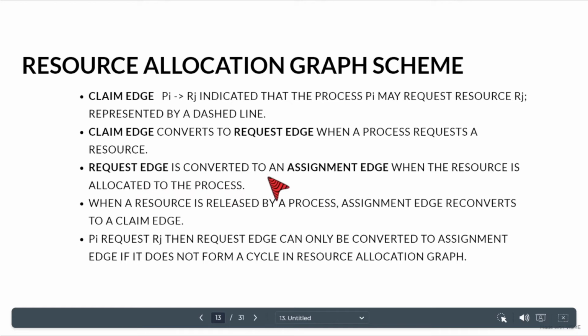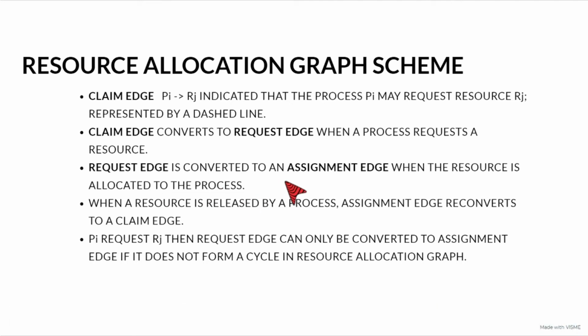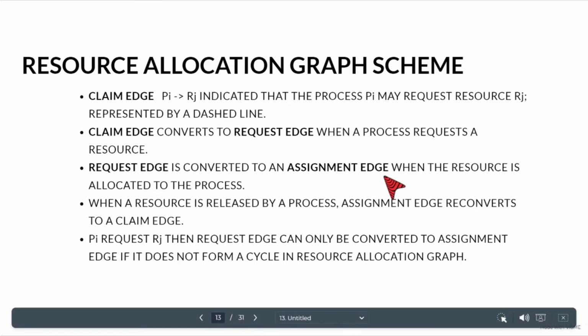Request edge is converted to an assignment edge when the resource is allocated to the process. So I am requesting for the pen, and if my friend gives the pen to me, that is assignment edge. If the resource is allocated to me, like if I got the pen, then I am assigned with the pen. That is assignment edge. When a resource is released by a process, assignment edge reconverts to a claim edge.